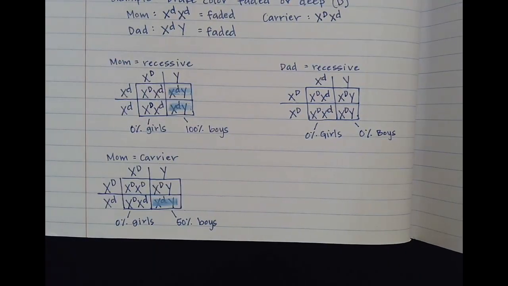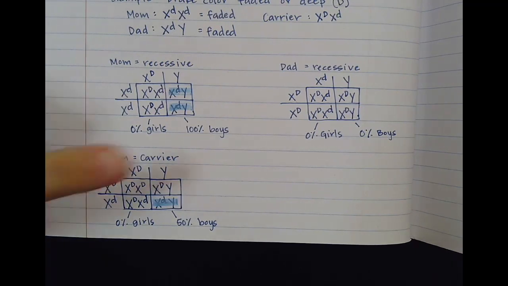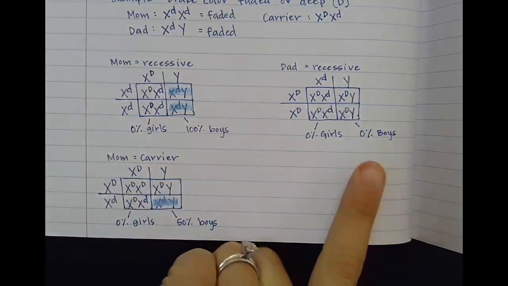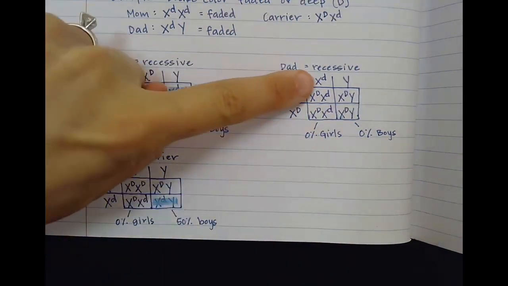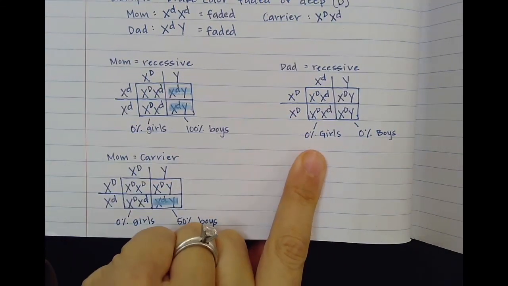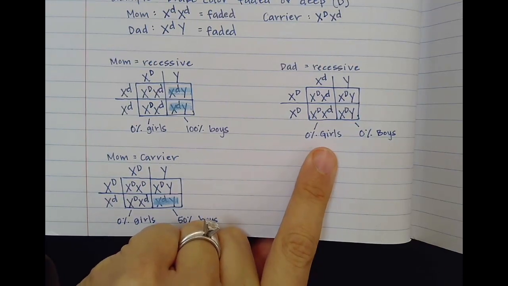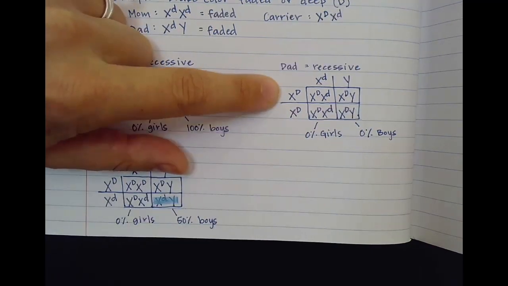So even though dad had that recessive trait, he was unable to pass on that trait to his boys because he doesn't give them an X chromosome, and he was unable to pass on that trait to his daughters in a way that showed up because mom is not a carrier.